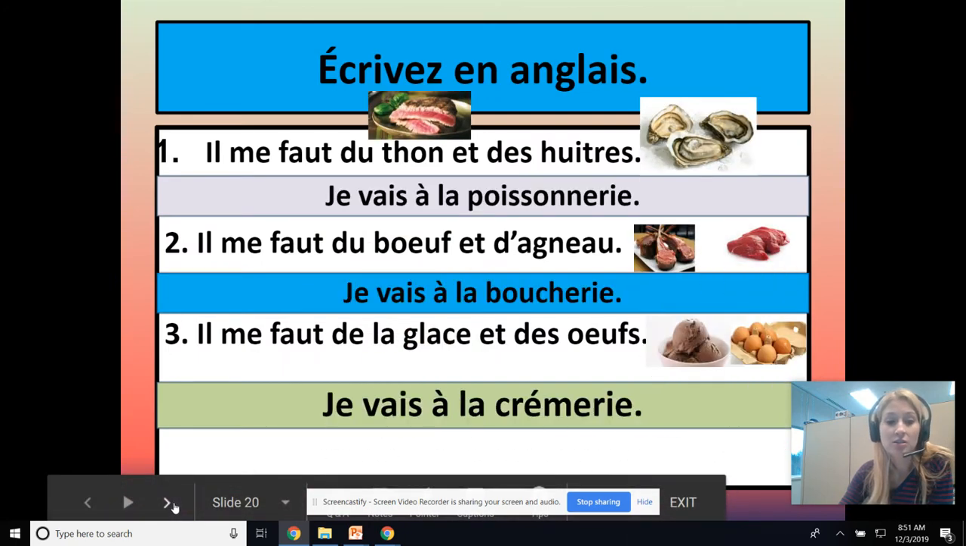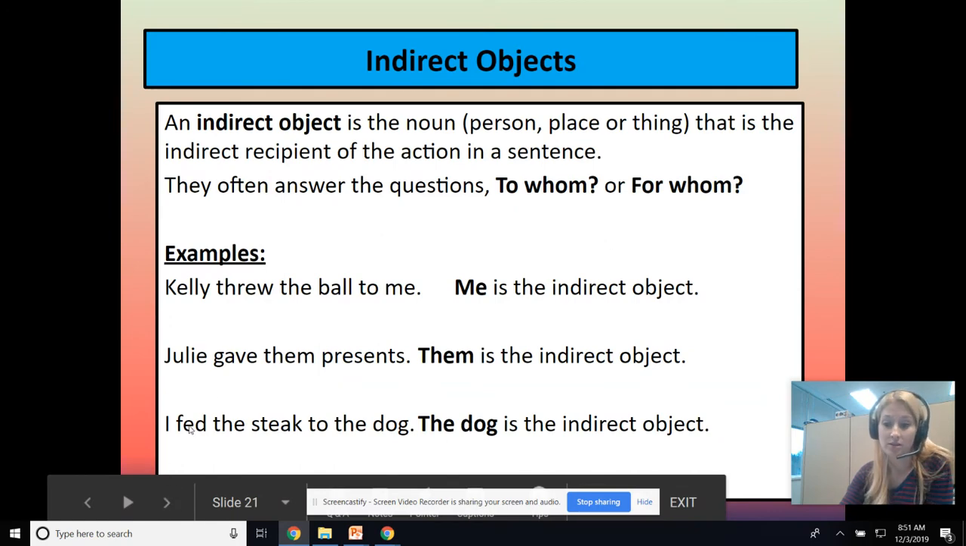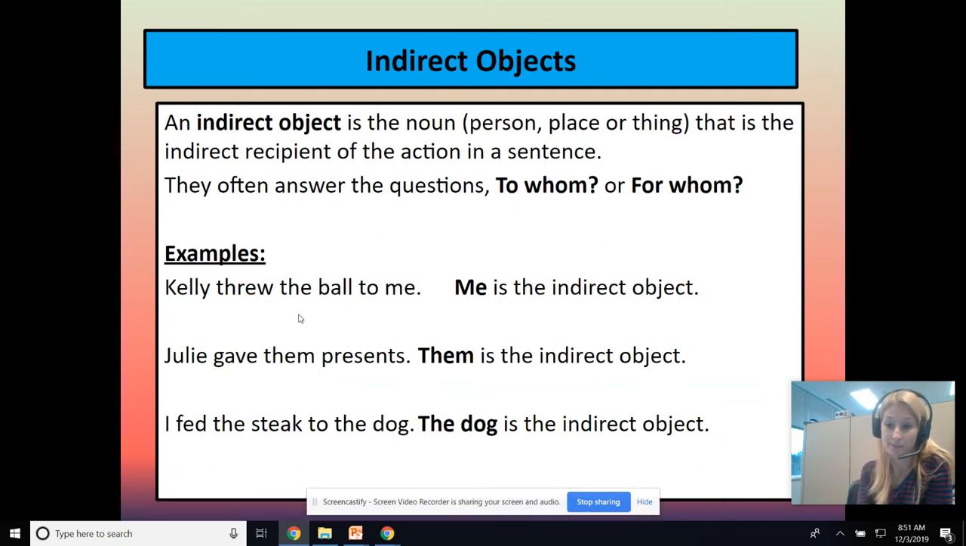Right, and I also want to talk to you about the indirect objects. Okay, so in the previous unit, we learned about direct objects. So you have to be able to tell the difference between the two. So remember, a direct object is the direct recipient of the action in the sentence. For example, if I said, I threw the ball to Paul, the direct object would be the ball. Okay, because our action is throw. What's the recipient of that action? What's being thrown? The ball. So that's our direct object.